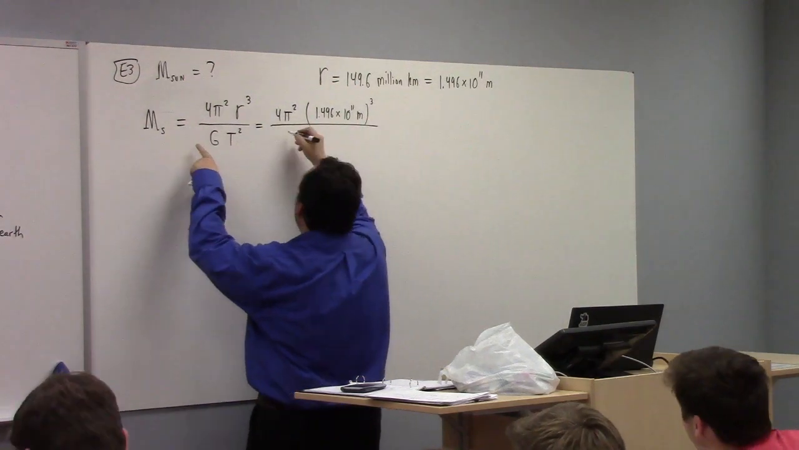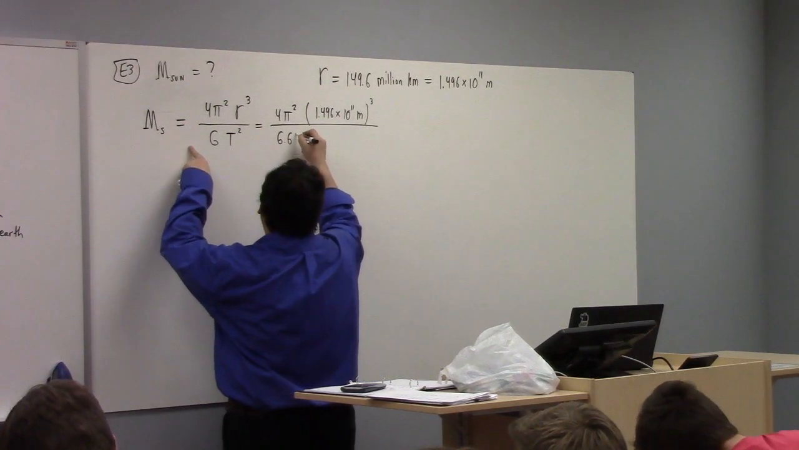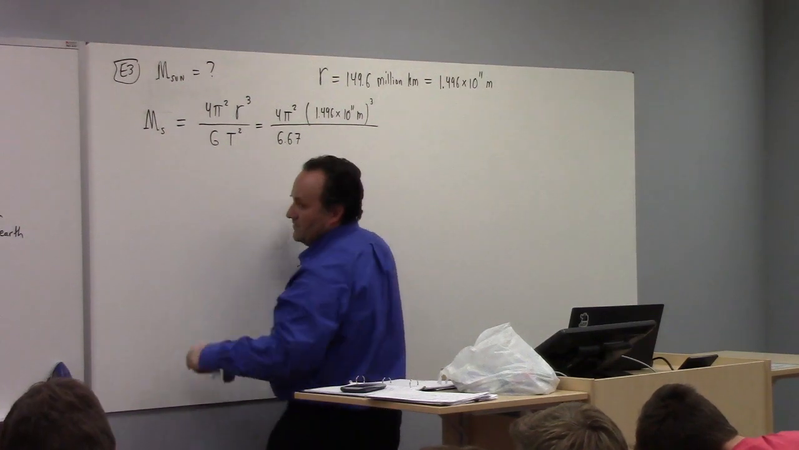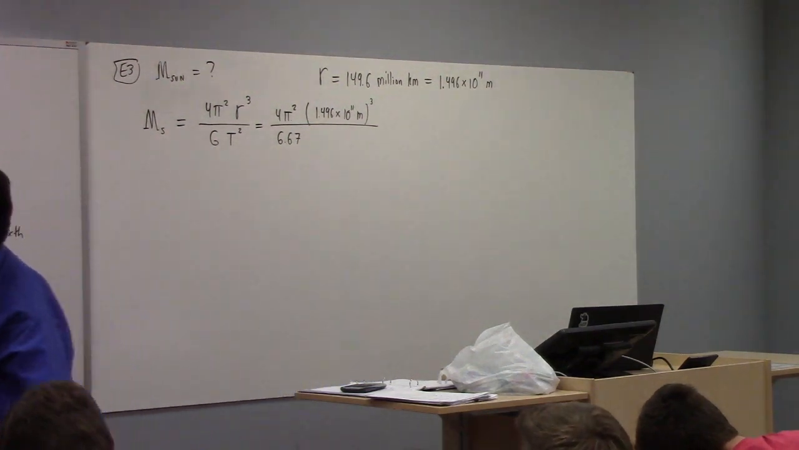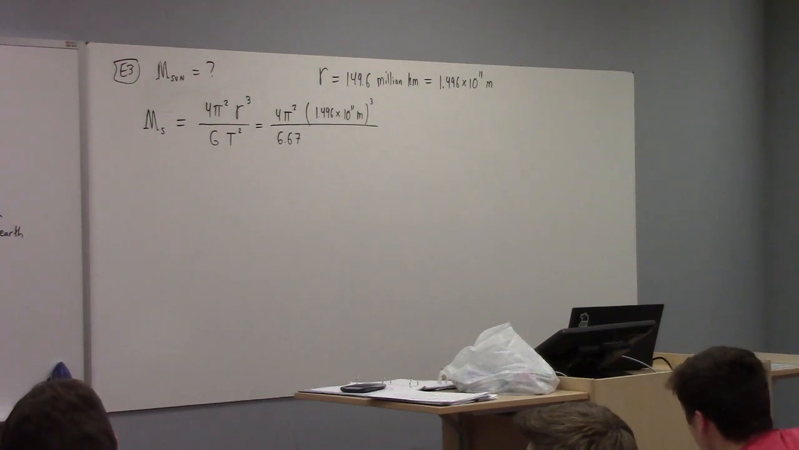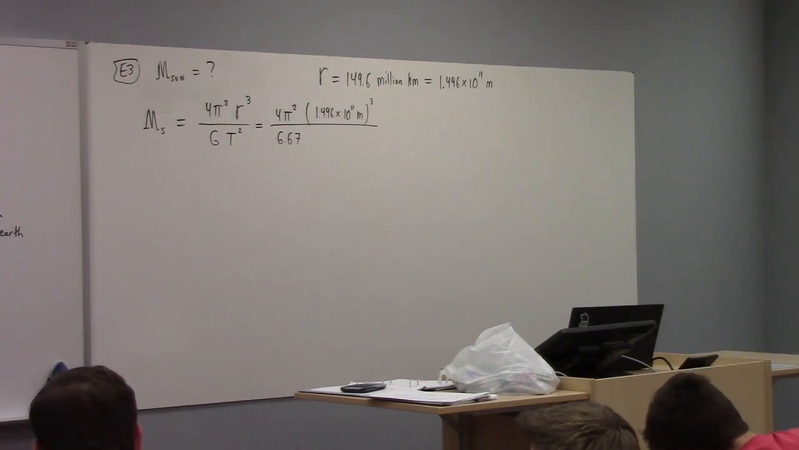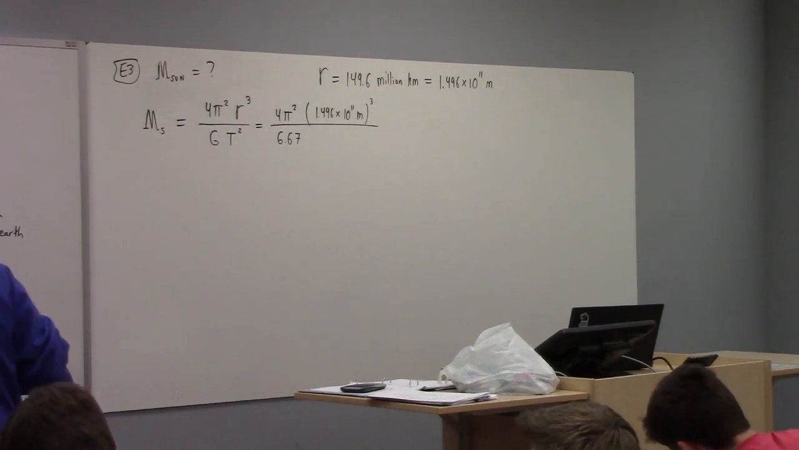What was my G? 6.6, what was it, 7? I can't remember. I used to know this. 6.672, well, probably 6.67 is enough, times 10 to the what? Minus 11?